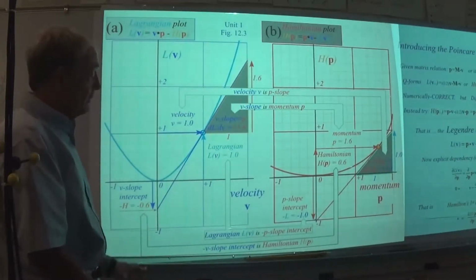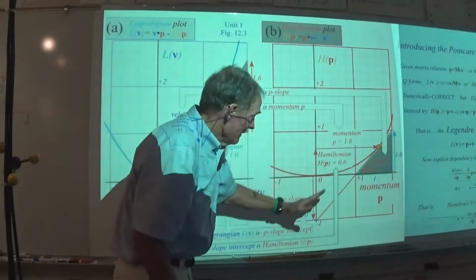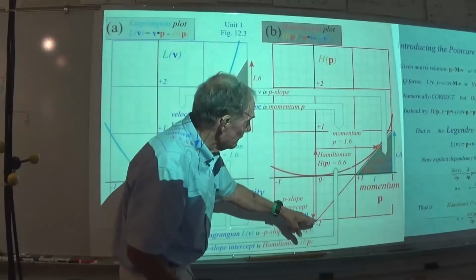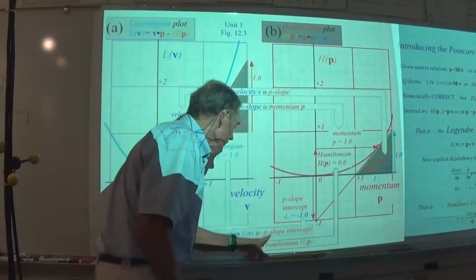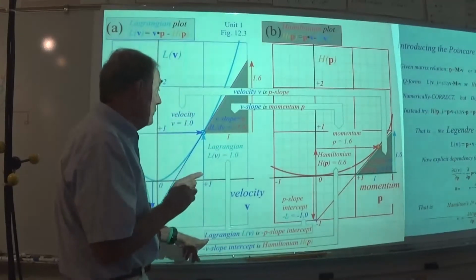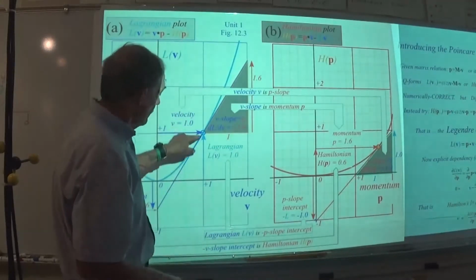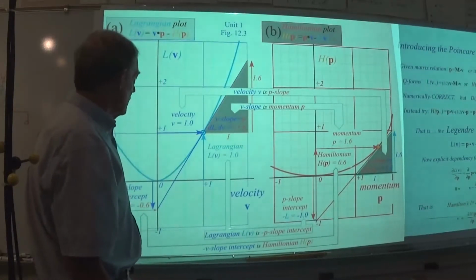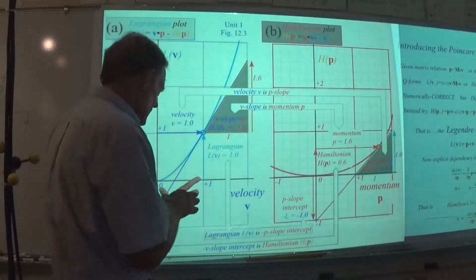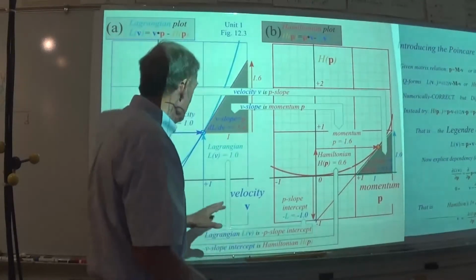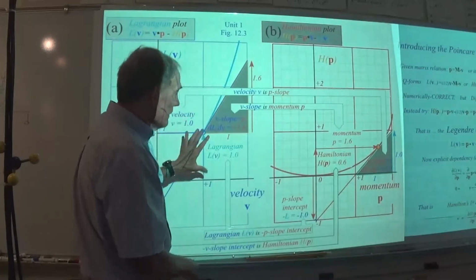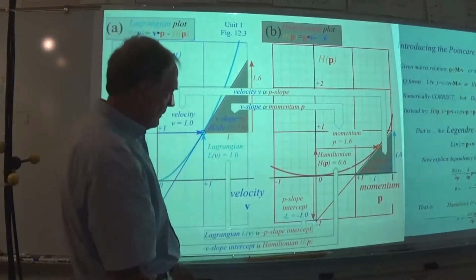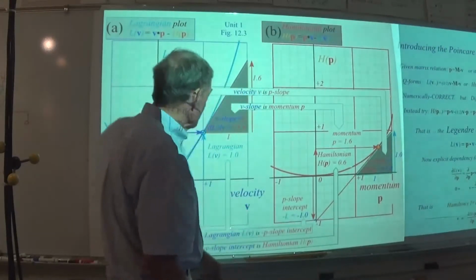But then the reverse term, the P slope intercept, that's the P slope of the line right there, is minus 1.0. Okay, and that P slope intercept is the value of the Lagrangian. That's this value right there. The value of the Lagrangian. Let's see if I've got that right. The Lagrangian L of V, that's this distance right here, is minus the p-slope intercept, which is minus a minus, is plus 1.